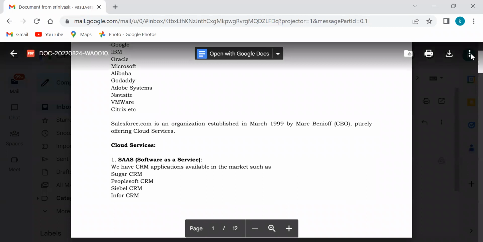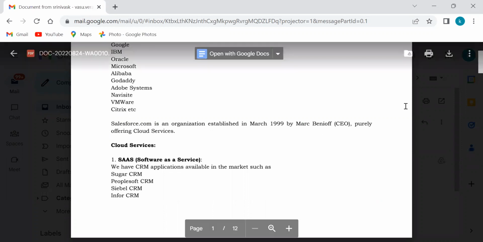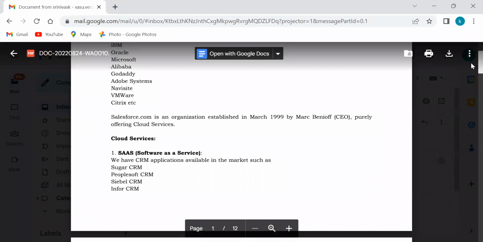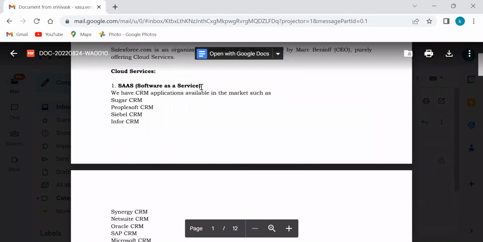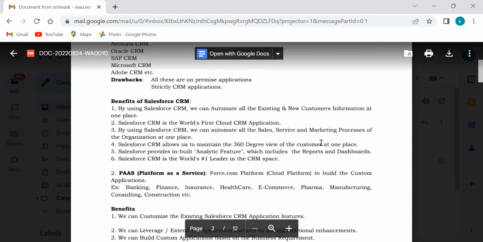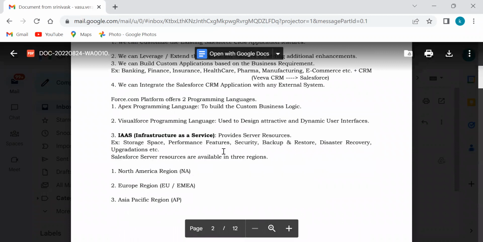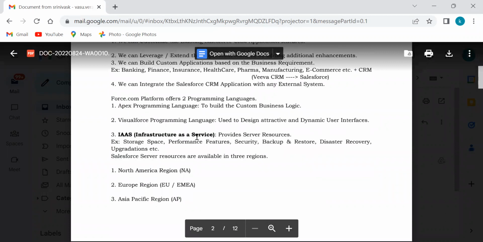Next, what are the various cloud services we have? Now let us discuss. We have three types of cloud services, and let us see each of them one after the other. First, let me name them. The first cloud service is software as a service. The second is platform as a service. And the third is infrastructure as a service.